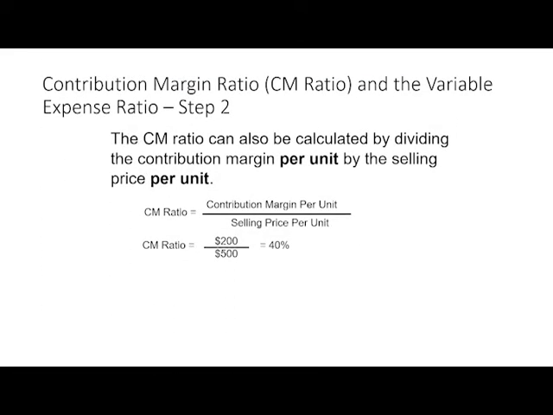Contribution margin, CM ratio and the variable expense ratio. Previously we calculated the CM ratio over the sales using the previous formula. Now another formula: CM per unit divided by the selling price per unit. So this we get in terms of per unit. Previously in total, now per unit, and we still get the same level of 40%.